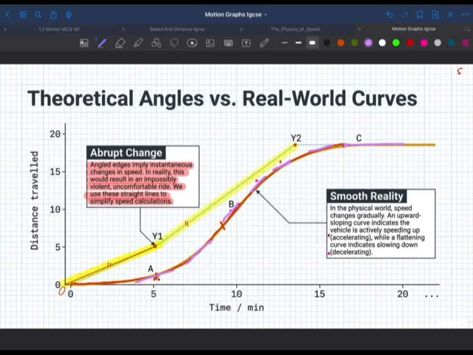So this is very important. In the physical world, speed changes gradually.